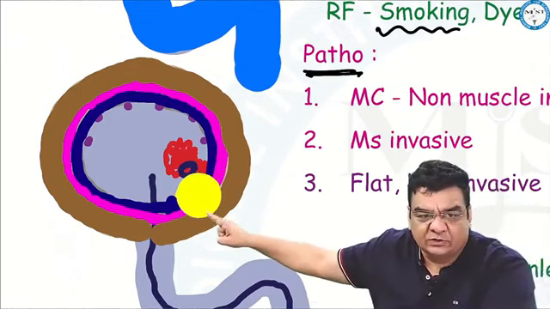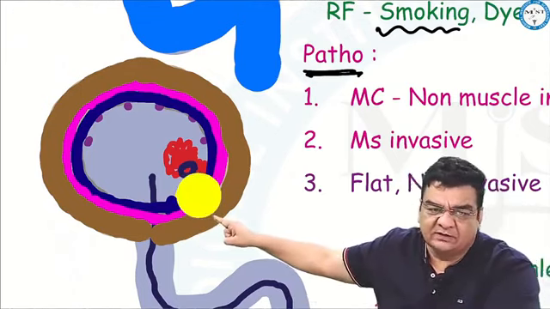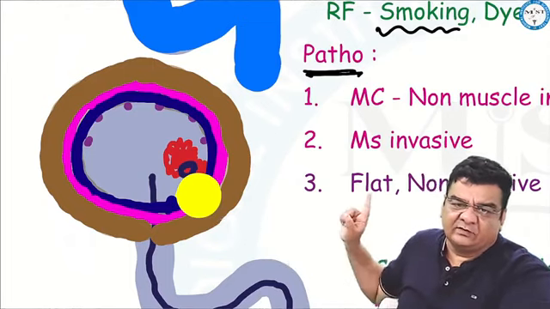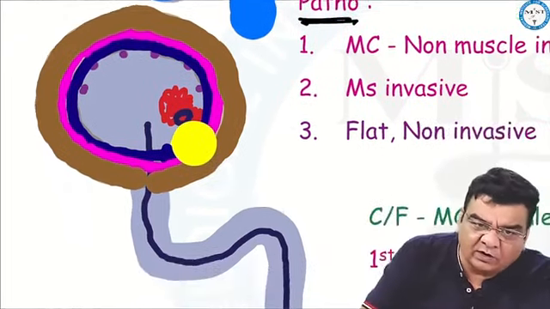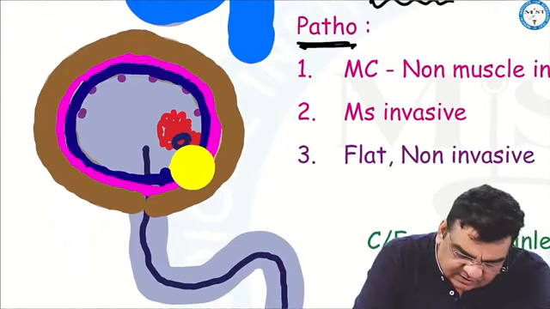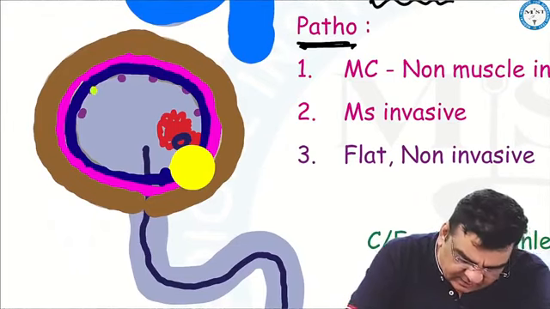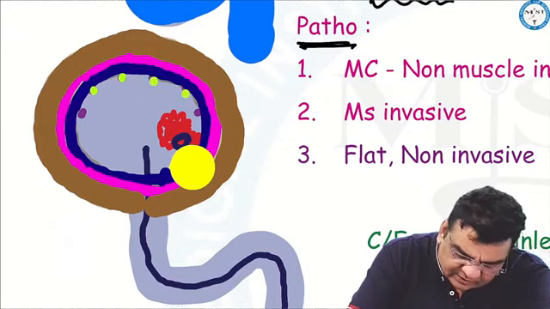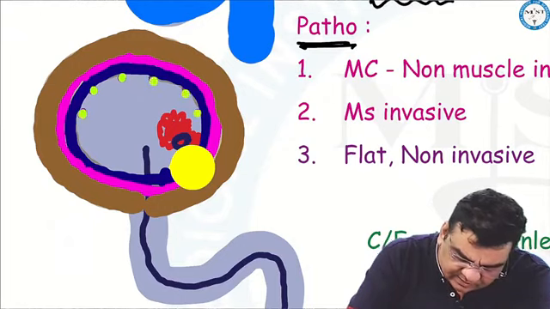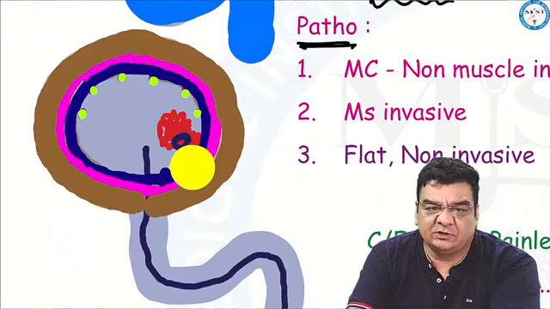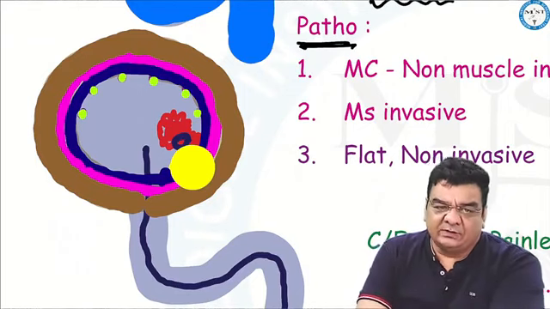So if the cancer is going into the muscle, that is muscle invasive. And the third variety is flat, non-invasive. Now sometimes we can come across situations something like this. There may be flat, non-invasive tumors which are not even breaching the basement membrane, just like carcinoma in situ. So these are the three types.